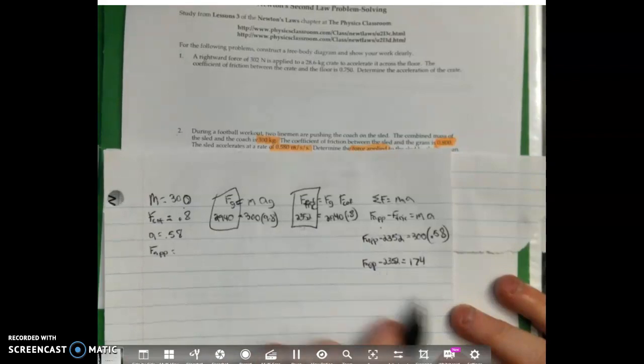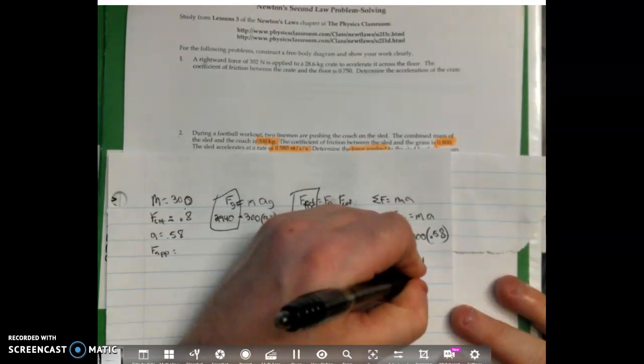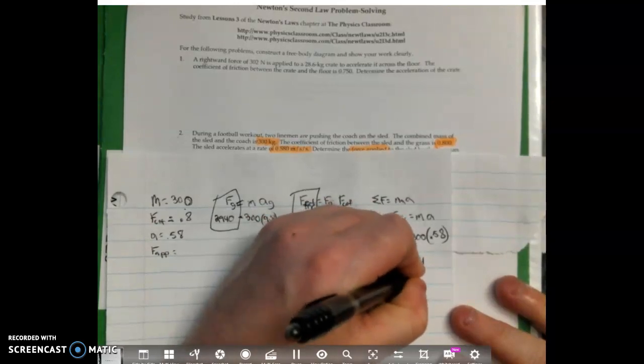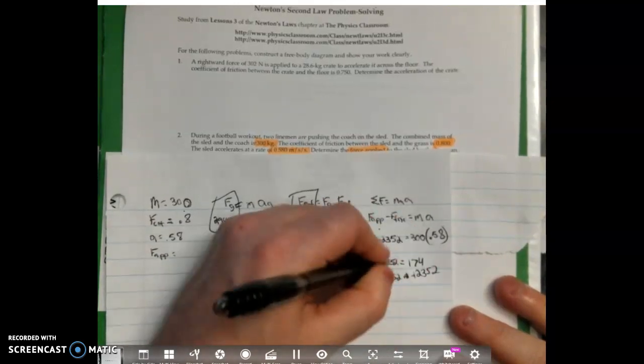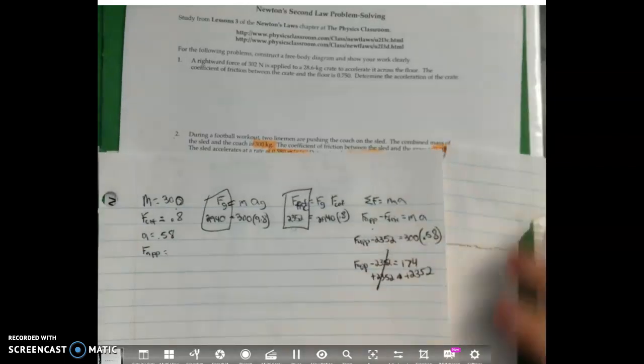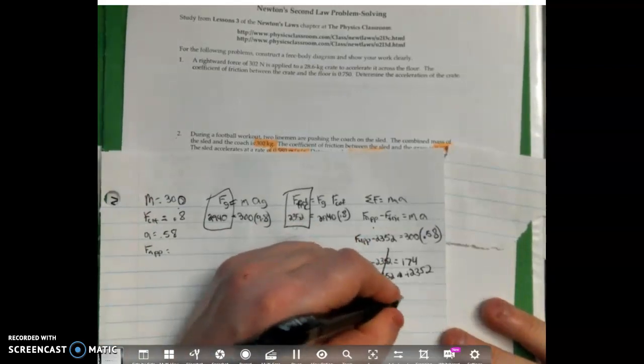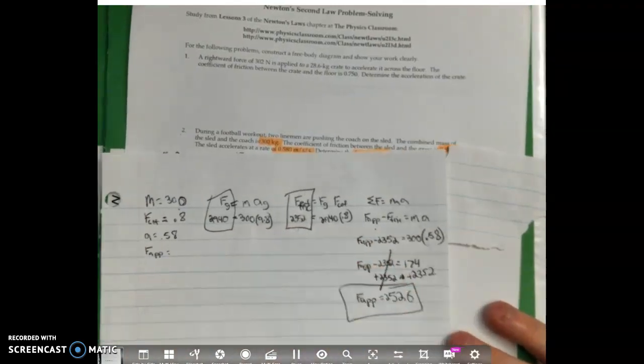So now, basic algebra, let's add it over. Plus 2352. No equal sign. Plus 2352. That is gone. So 2352 plus 174 is 2526. Am I doing this right? 2526? 2352, 20, yeah, good. So, force applied equals 2526. I'm going to box that answer.